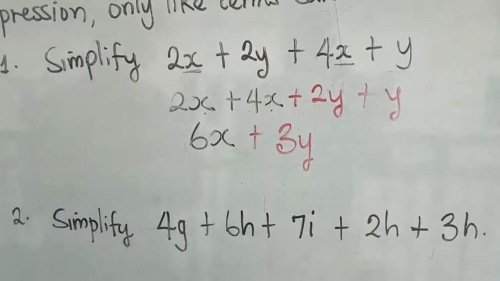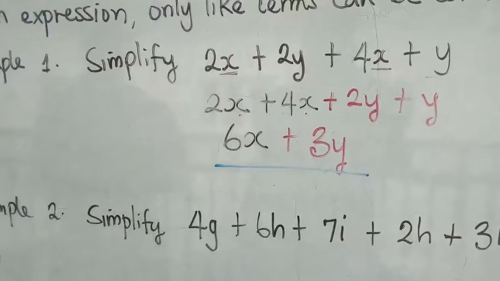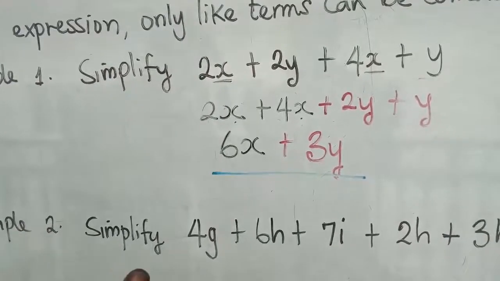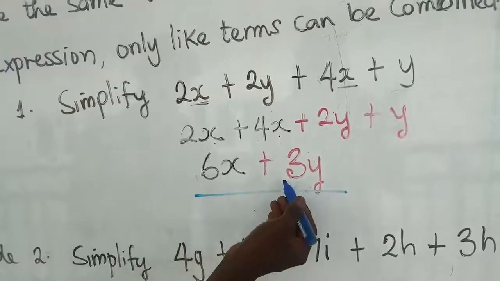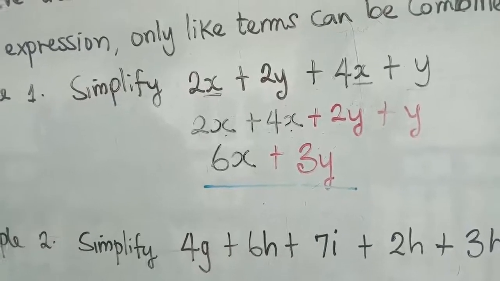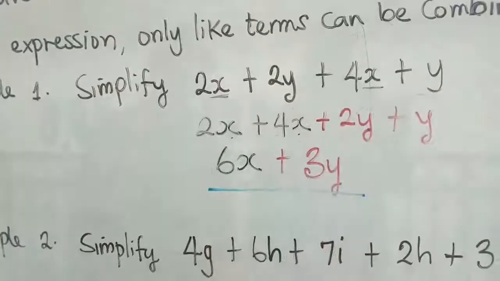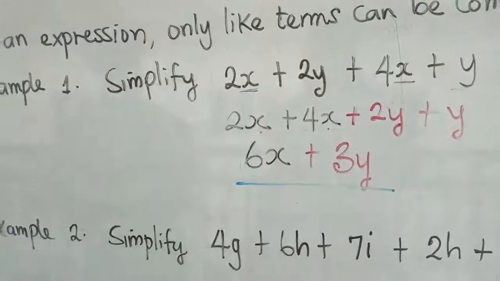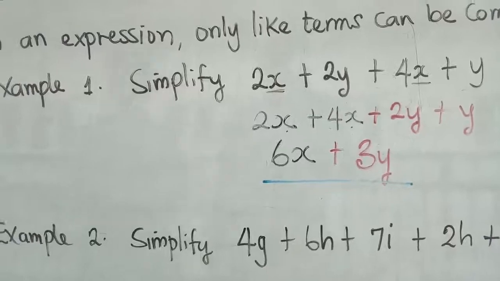Now we are done. This is the answer to the question. 6x plus 3y. Don't make the mistake of adding 6 and 3 together. Why? Because 6x and 3y are unlike terms. You can't add unlike terms together. This is just like mango and orange. They are not the same. You can't add them together. So when you get to this point, that is the end of the problem. So we are done with example 1.